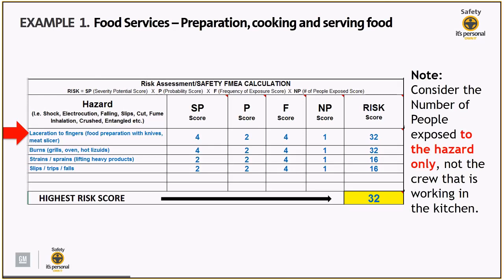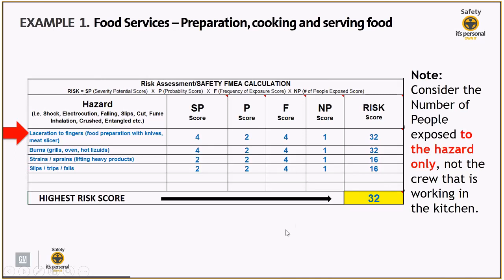So just take a note here. They are considering the number of people exposed to the hazard, not the crew that is working in the kitchen. Two totally different things. So for their task of preparing, cooking, and serving food, they found that their possible hazards were laceration of fingers, burns from the grill or the oven, some sprains and strains from lifting some of the heavy products that they need, and possible slips, trips, and falls, right? So they calculated the safety FEMA. They said, hey, the highest risk score we have is a 32, so they are low risk.